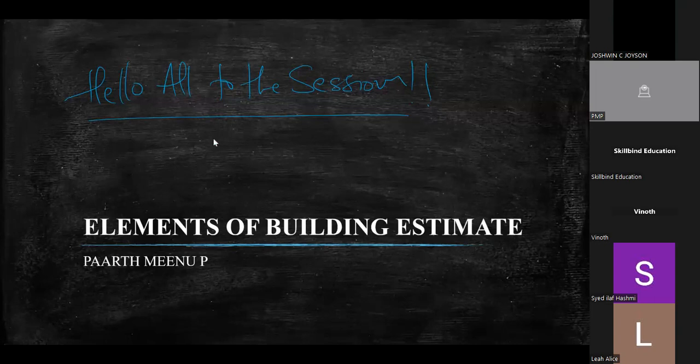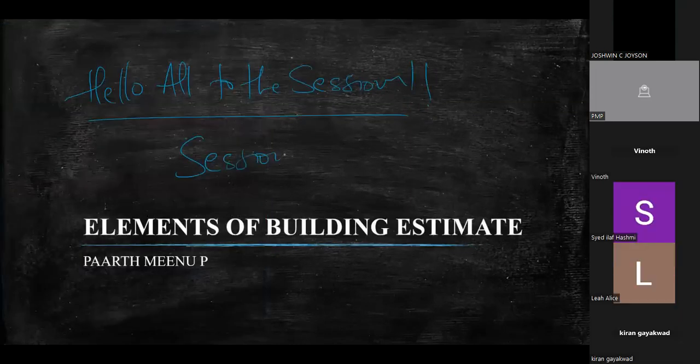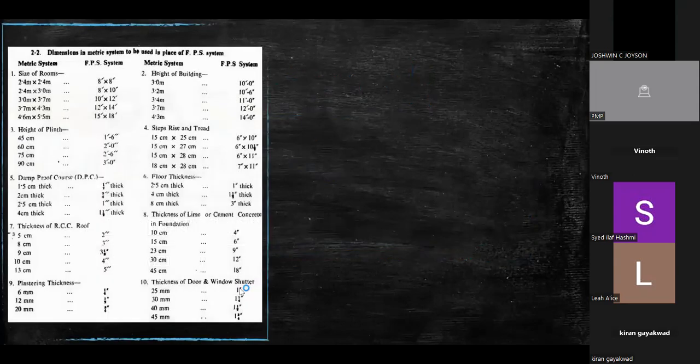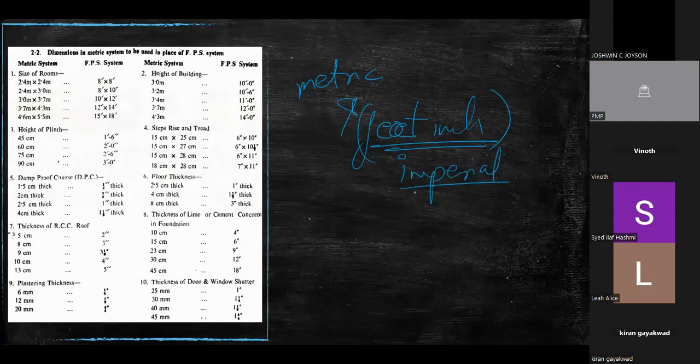We are basically in session number six, right? And till now we were discussing the introduction of estimates, and we also started the discussion on the elements of building estimate, that is, what the elements in building estimate are. So the first thing we discussed yesterday was the metric system and the feet-inch system, basically metric versus imperial. Also we discussed the conversions.